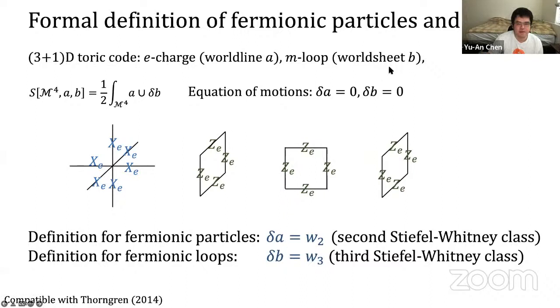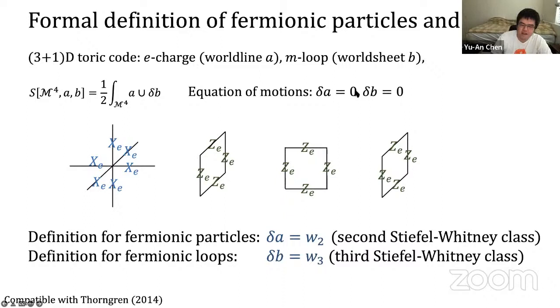The toric code, just the most standard one, where there's nothing twisted going on. In a 3+1D toric code, we have the E charge and the M loop. Both of them are bosons, and they have mutual statistics: an E particle going through the M loop picks up a minus sign. So the action can be simply written as A cup dB. The equation of motion gives delta A equal to zero when we integrate out B, and delta B equal to zero when we integrate out A.